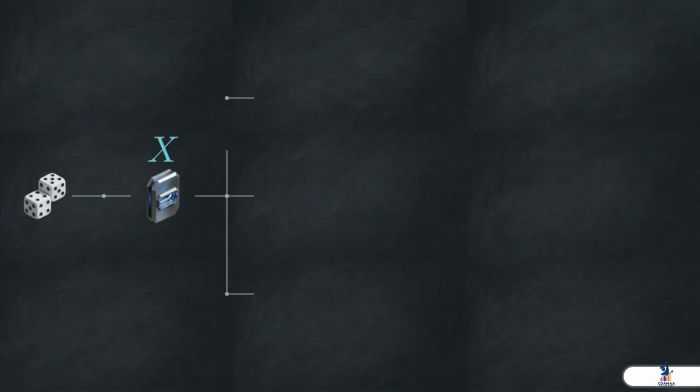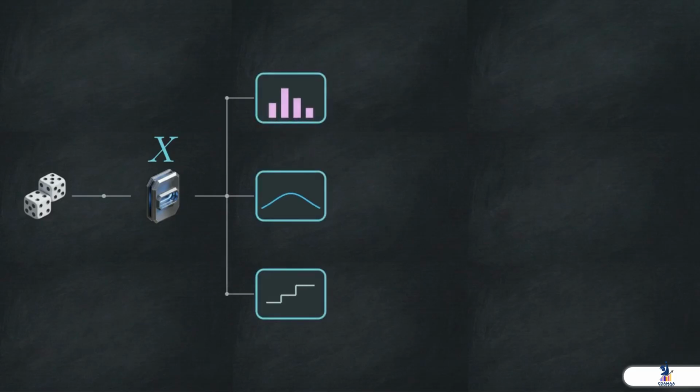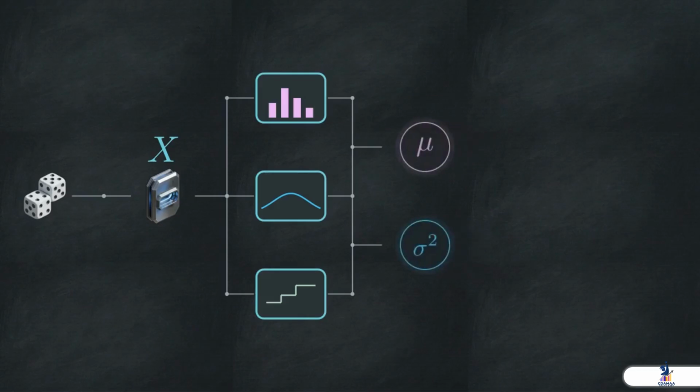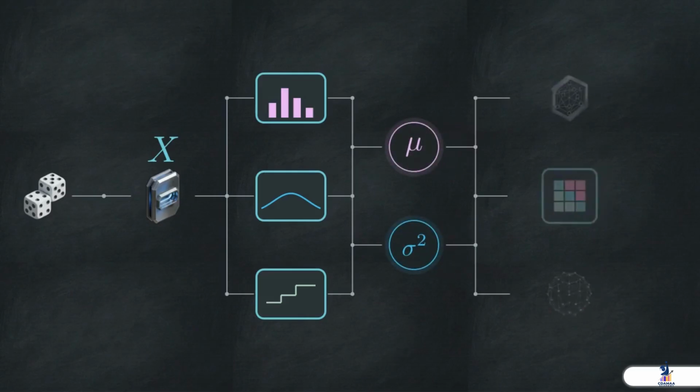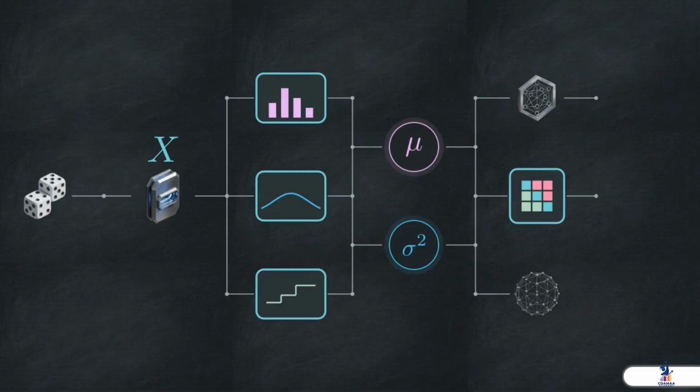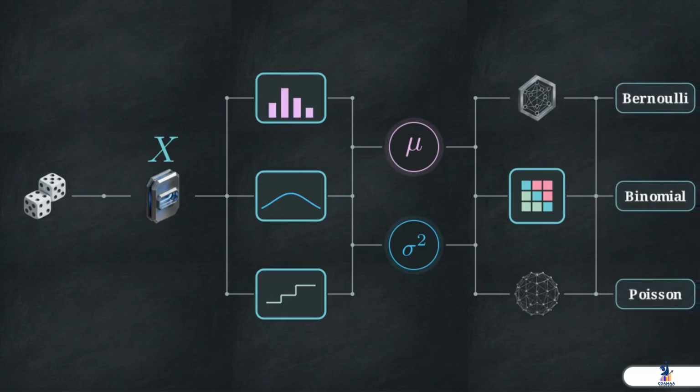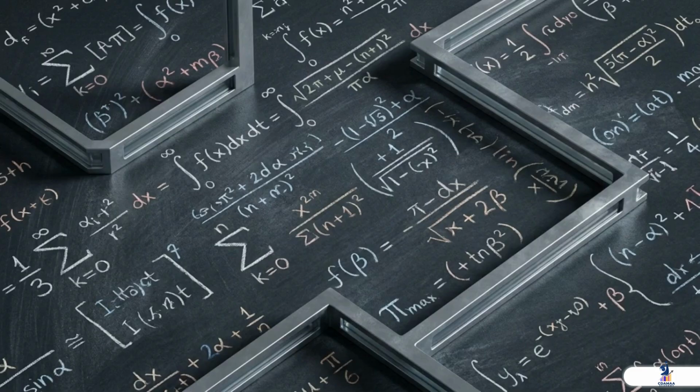Outcomes map to numbers, numbers map to functional shapes, and those shapes distill into isolated parameters. This logic provides the framework for building predictive models, risk analyses, and simulations. With this framework established, we can classify the specific named distributions, including Bernoulli, binomial, and Poisson models. Mastering these rules provides the vocabulary and logic necessary for applied statistical theory.